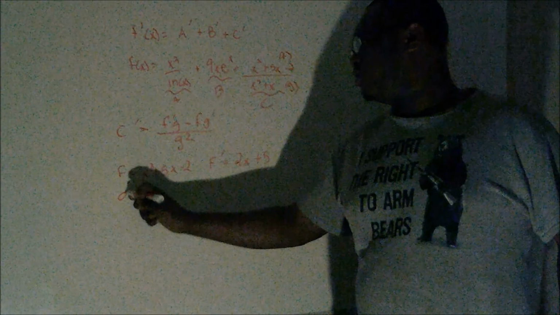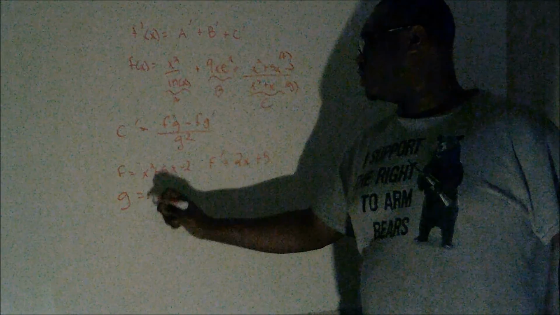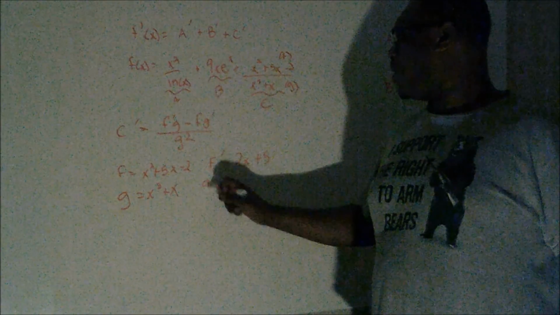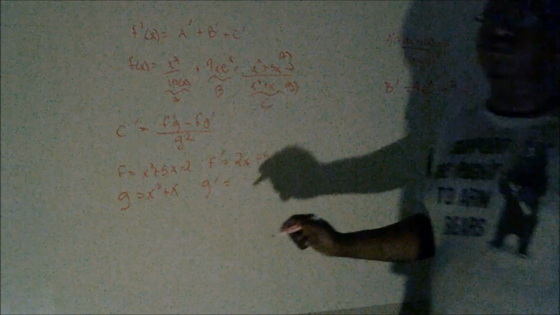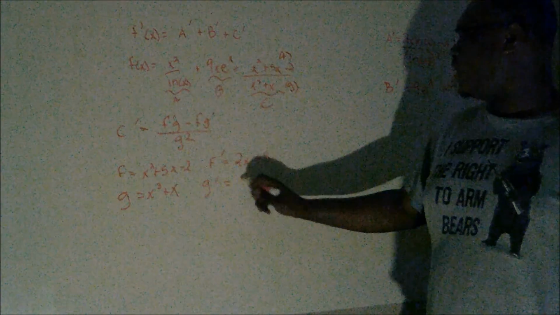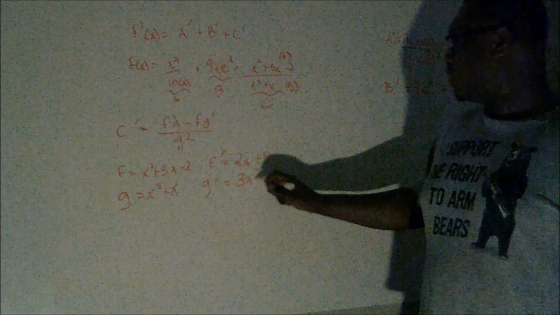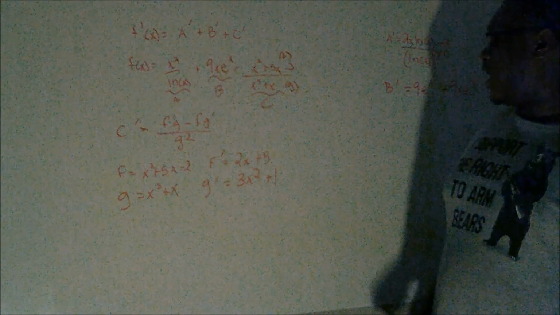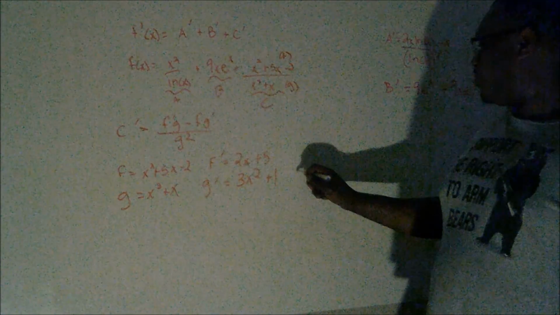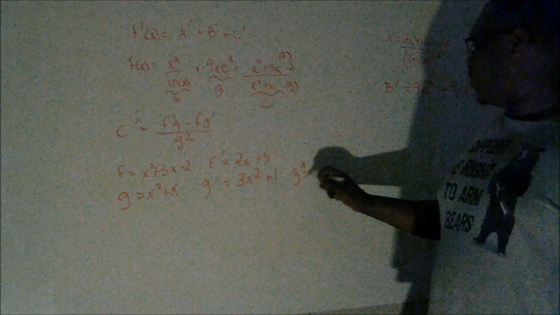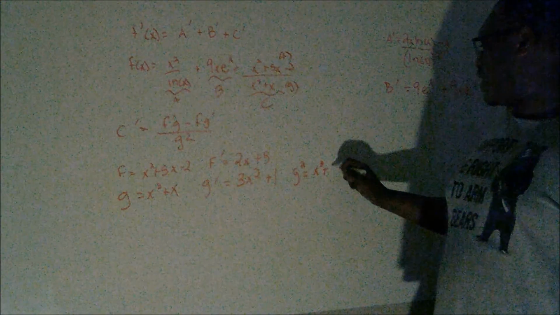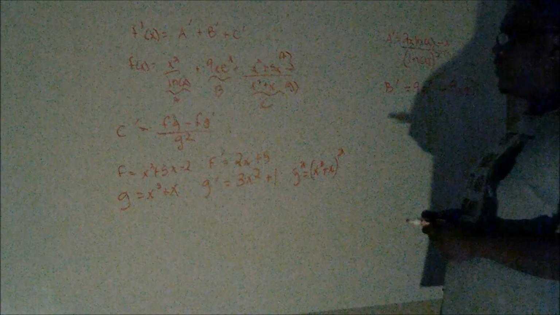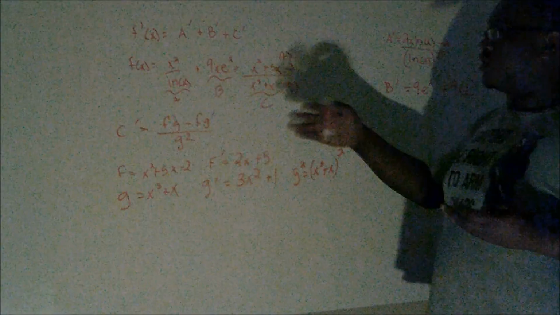We have g equal to x cubed plus x. We're going to have g prime be equal to, simple power rules again, 3x squared, and the derivative of x is simply 1, plus 1. And we know that g squared is going to be equal to x cubed plus x squared. So once we do that, we can just plug everything back into our function.